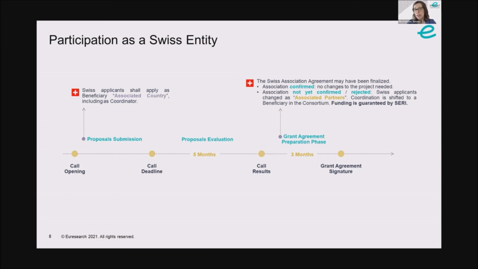On the contrary, if the association has not yet been confirmed or has been rejected, as Francesco mentioned, don't worry, the funding is guaranteed and will come not from the European Union but from SERI. However, your status inside the project will change from a beneficiary, associated country, into a third party, associated partner. And in case you are a coordinator, the coordination will be shifted from you to another beneficiary inside the consortium. So the relevant date for understanding whether the association is confirmed or not is the date of the signature of the grant.